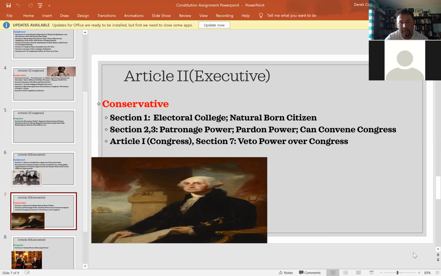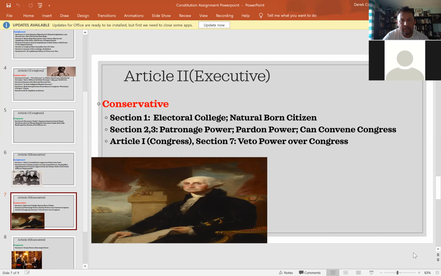Pardon power. That pardon power was nothing new to monarchs from the medieval and early modern time period, where they had power to pardon whom they willed. And so I find that to be conservative as well. I can't see the rest of it. Sorry, can convene. I'm not sure what that's going to say.